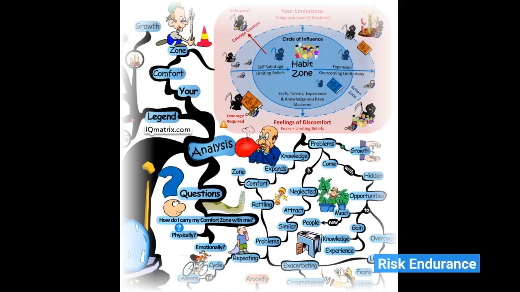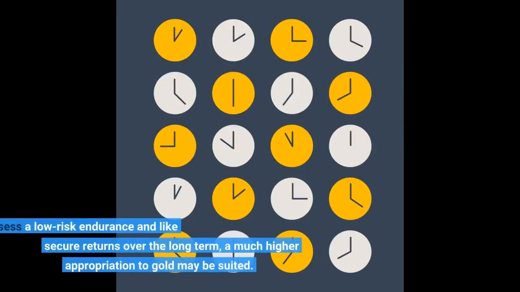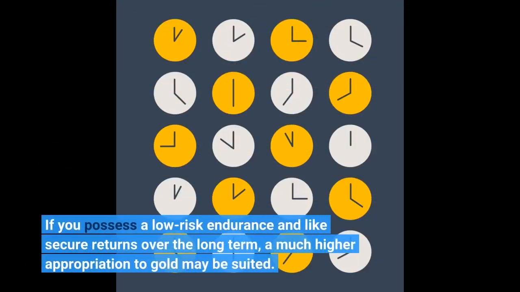Risk tolerance. One critical consideration when determining how much gold to allocate is your risk tolerance. Risk tolerance refers to the amount of volatility or fluctuations you are willing to tolerate in your investments. If you have a low-risk tolerance and prefer stable returns over the long term, a higher allocation to gold may be suitable.